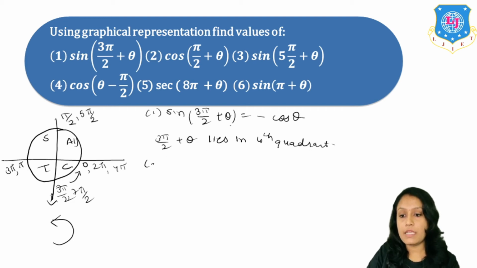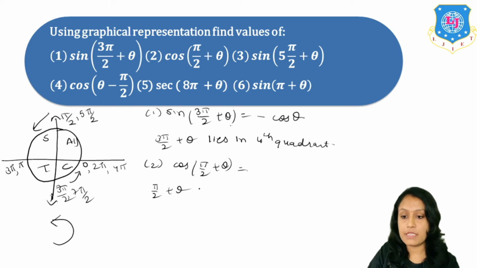Okay, next example, cos of pi by 2 plus theta. Pi by 2 is over here, so pi by 2 plus theta lies in the second quadrant, right? All right, we can see that in the second quadrant we have sine and cosec positive. So cos is negative, so a negative sign will come over here. We have pi by 2, so the function will change to sin, so the answer is minus sin theta.